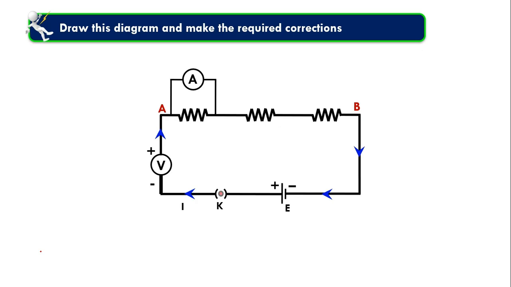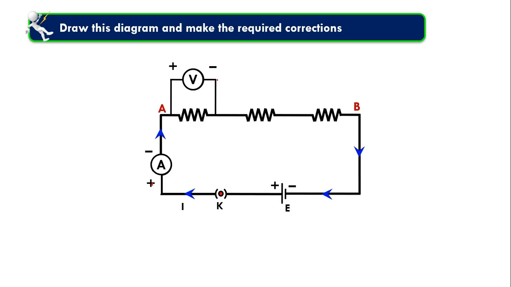So this is a simple diagram. Here the key is off now, so no power supply will take place. So we have to switch it on. The voltmeter never gets connected in series, so we have to replace it with an ammeter, and here it has to be plus and minus. And an ammeter is always connected in series but not parallel, so we have to replace this with a voltmeter. And here you can connect minus and plus. So the power supply side is plus and the other side is minus. Okay, so these are the required changes in the circuit.